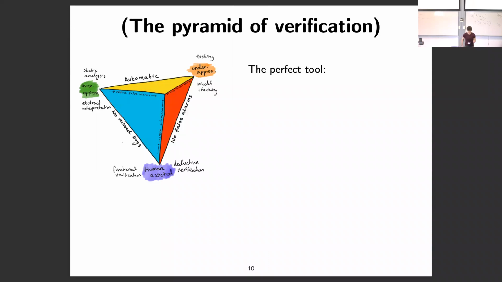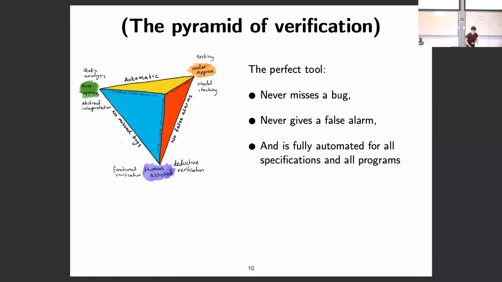Your ideal verification tool never misses a bug, never gives a false alarm, and it's fully automated for all specifications and all programs. So that's where this pyramid comes from. We've got a side which is no missed bugs, a side which is no false alarms, and a side that is fully automatic.